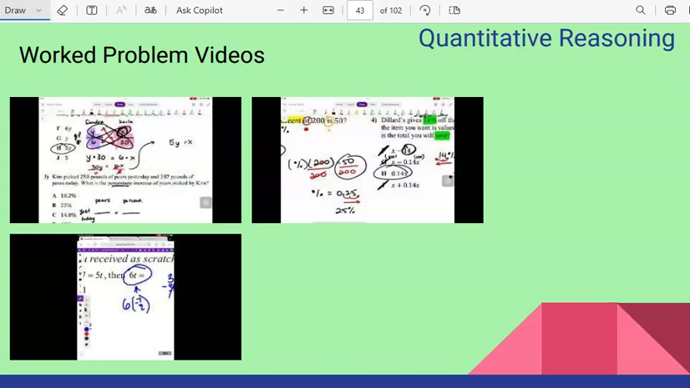Continue going through the slides, look at more worked out problems in these videos, and then go on to the next section.